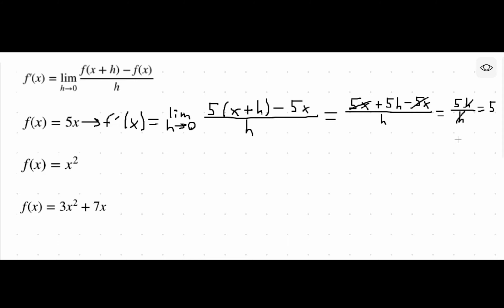Now we can actually check that using our rules for derivatives. If we have x with a coefficient out in front of it, the derivative of that is just going to be the coefficient. So the derivative of 5x is going to be 5. This agrees with the derivative using the formal definition of a derivative. Now what about the function x squared? Let's use the formal definition of a derivative for this.